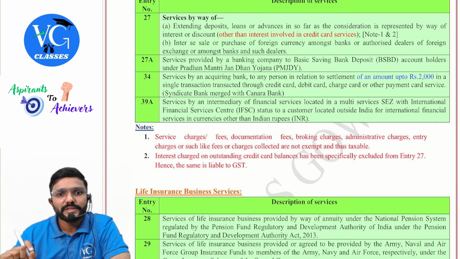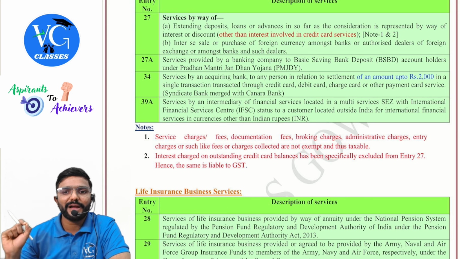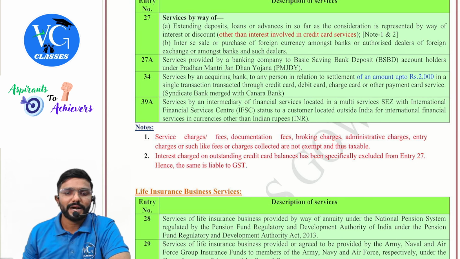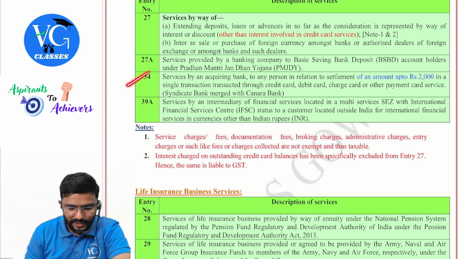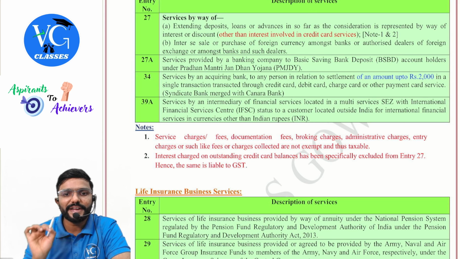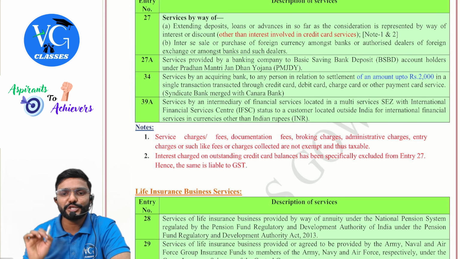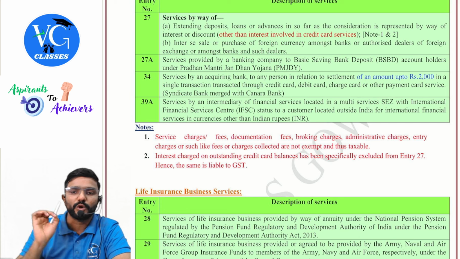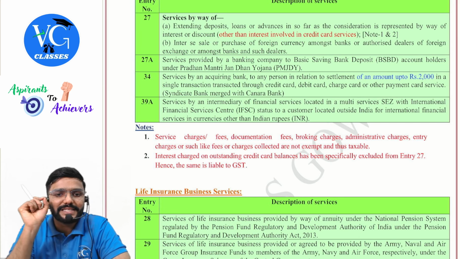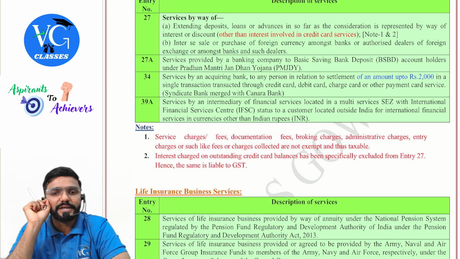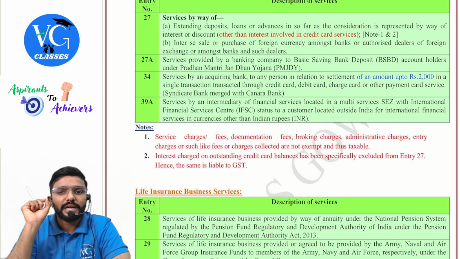27A. Services provided by a banking company to basic savings bank deposit account holders under Pradhan Mantri Jan Dhan Yojana, that is the government's scheme, are exempt. Next, 34. Services by an acquiring bank to any person in relation to settlement of an amount up to 2,000 in a single transaction transacted through credit card, debit card, charge card, and other payment card service is exempt, if it is up to 2,000.